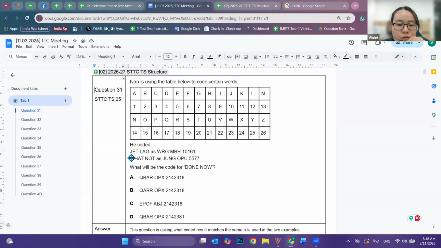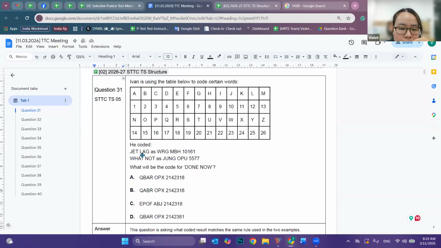So we will do jet lag first. From J to W, it is a shift of 13 letters. It would be J plus 13, and that gives us W, and E is 5 plus 13, which gives us R, and T is 20, and when we add 13 it goes back around, so it would give us the G.